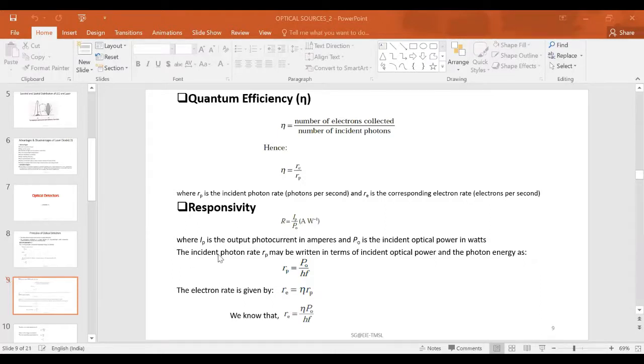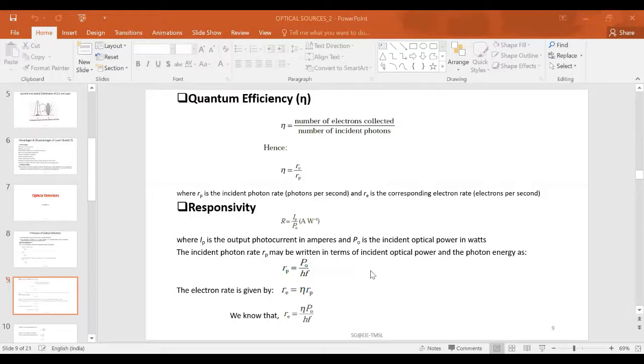Now, the incident photon rate, RP, may be written in terms of the incident optical power and the photon energy, as given by this equation. So the responsivity is a very useful parameter, as it gives the transfer characteristics of the detector. That means photocurrent per unit incident optical power.